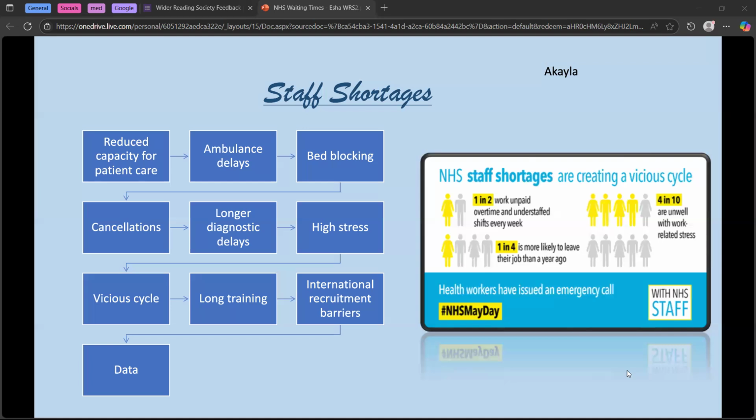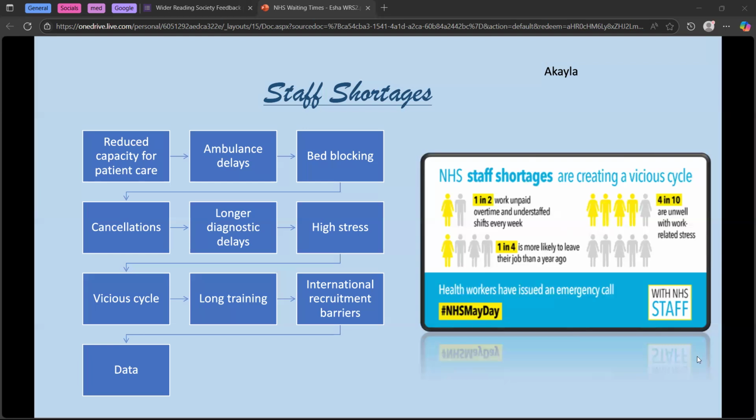Supporting data for this is that 110,000 vacancies are in the NHS alone, including 8,000 doctors and 40,000 nursing posts. The waiting list for elective care in England includes over 7.5 million people, according to 2024 figures, which is the highest on record right now.